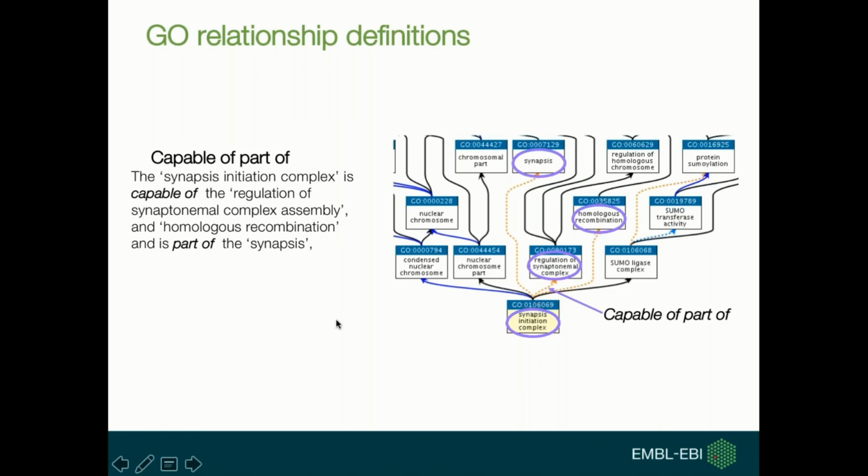The example we use is the synapsis initiation complex, where we say it is capable of the regulation of synaptonemal complex assembly and homologous recombination and is part of the synapsis. So it is part of the synapsis, and as we see, it is capable of two processes.